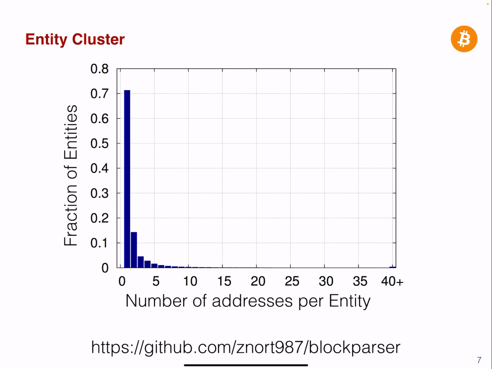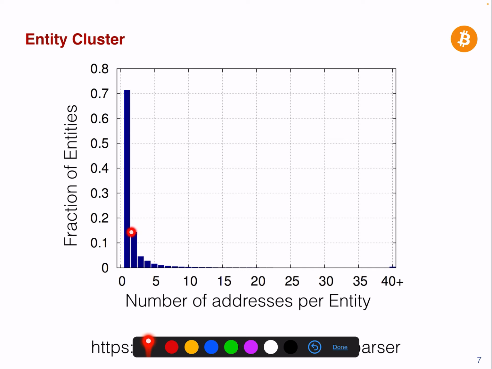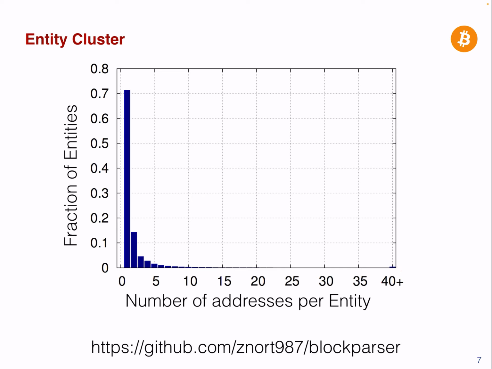If we were to use these two heuristics and plot the number of addresses per entity, you can see here a plot, and you can see most entities only have one address. But there are also a few, like 15% of the entities, that have two addresses and so on. And there is also a long tail where we have a few clusters that have many, so 40-plus addresses.